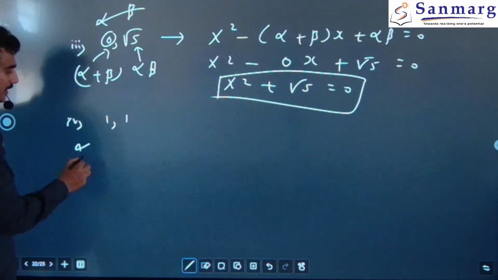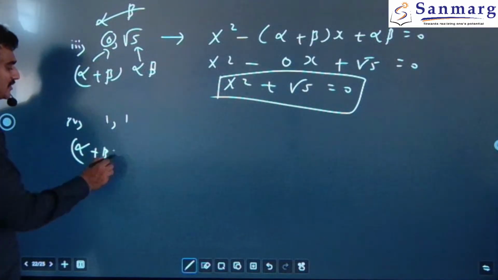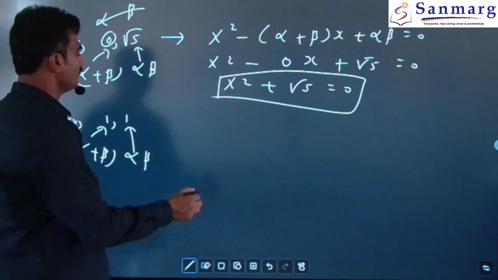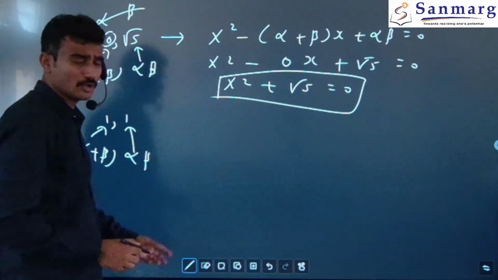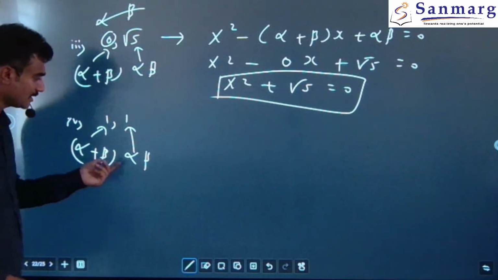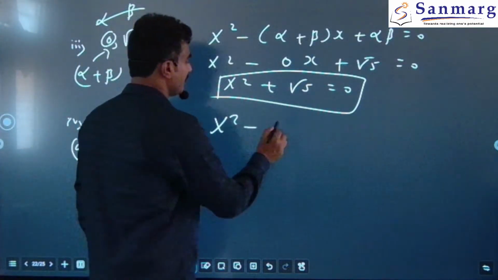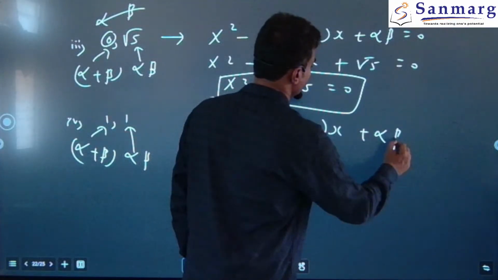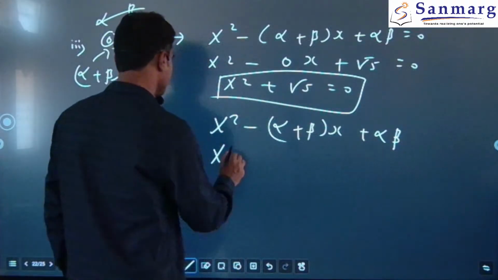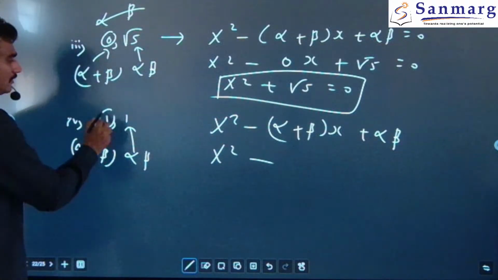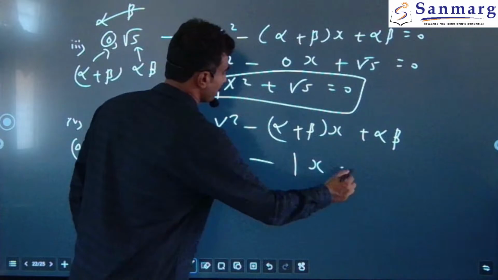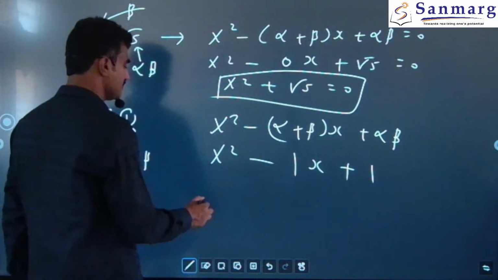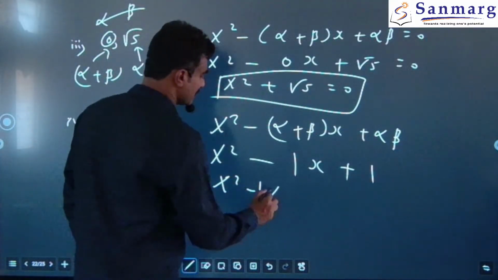Similar question they have given, next question, alpha plus beta is 1 and alpha into beta is also 1. So we have to form the quadratic equation. So how do you form the quadratic equation? By giving sum and product. Simple. X square minus alpha plus beta into x plus alpha into beta. So x square minus, alpha plus beta value is 1, so we write it down as 1. Alpha into beta is 1. Therefore we are writing it as 1. Therefore the equation is x square minus 1x plus 1.